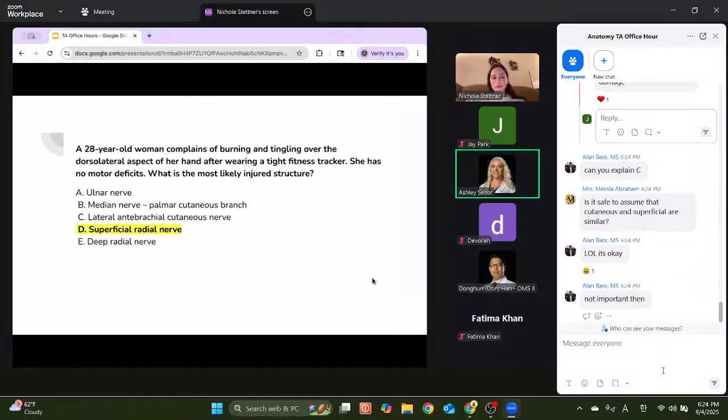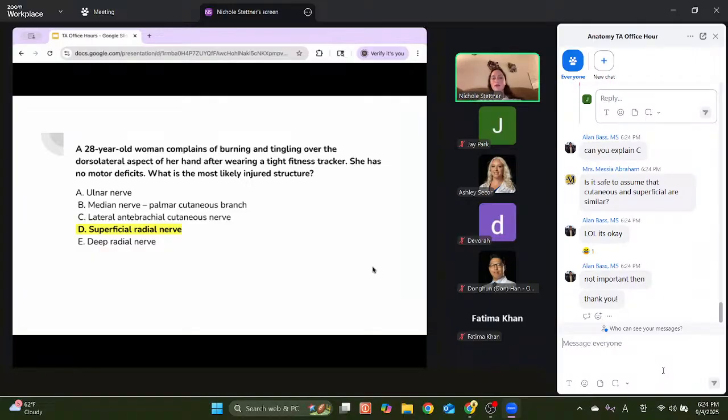It's just cutaneous innervation of the forearm, essentially. It's like one of the small branches off of the brachial plexus. Oh my gosh, that's right. Yeah, I think it does the lateral aspect, obviously, of the forearm. Thank you, Ashley. Of course.